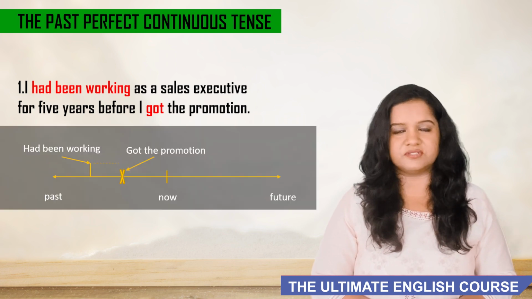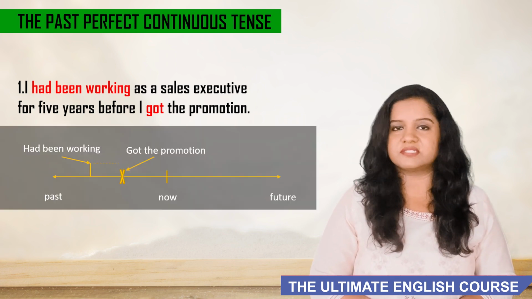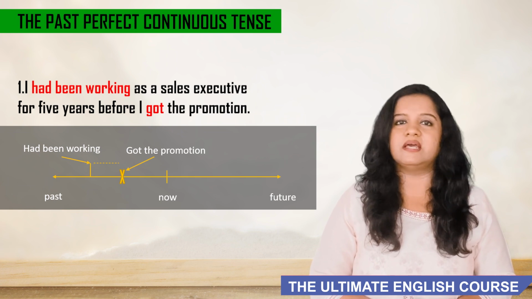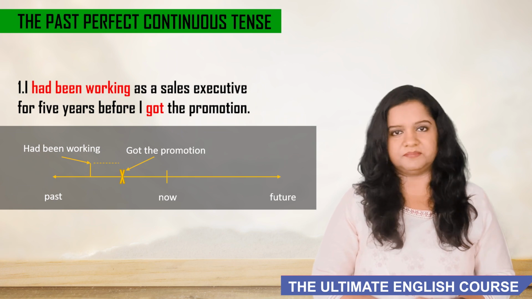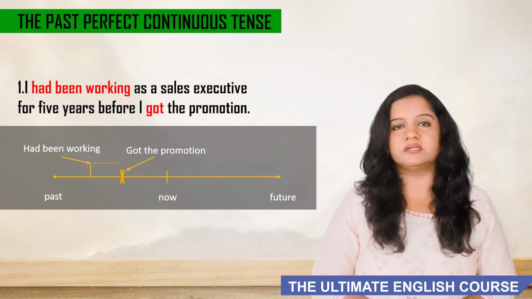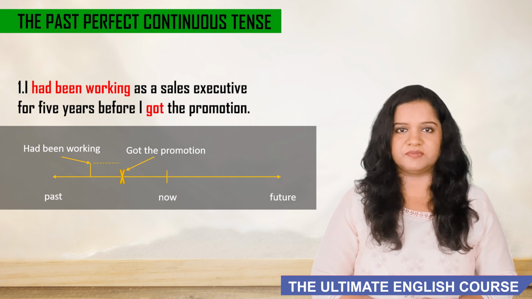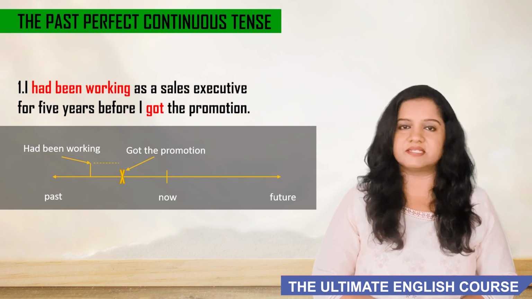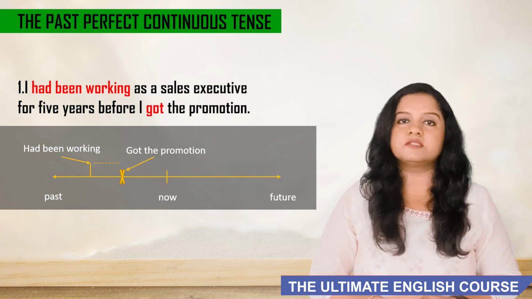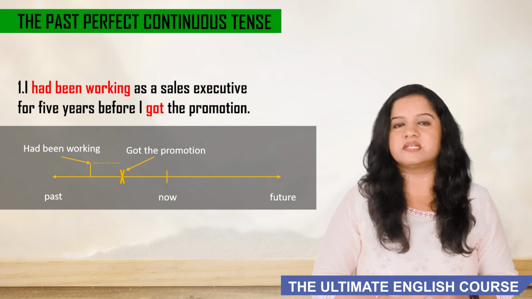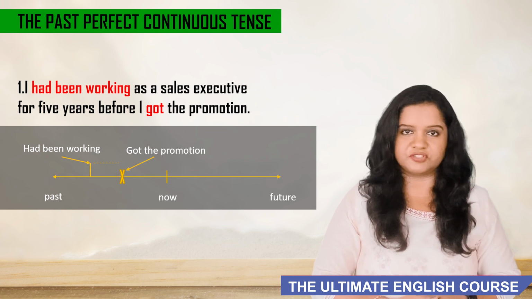Again, there are two actions. The action that happened first is had been working. And because it's a continuous action, we use had been and then working. And for the action that happened after that, we've just used a simple past, got. So we say got the promotion. So the sentence is, I had been working for 5 years as a sales executive when I got the promotion. So please note that even here you have two actions. The only difference is that the first action here is a continuous action.